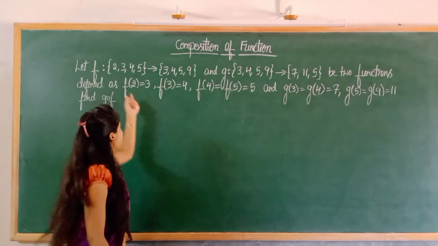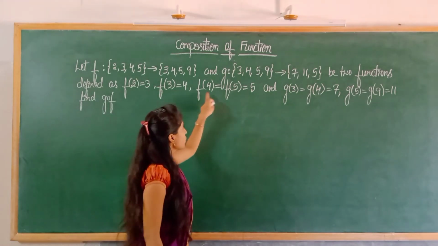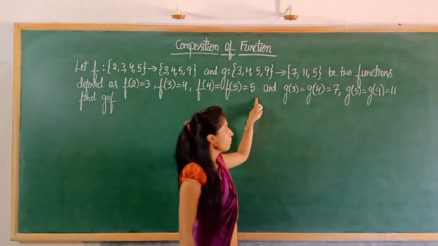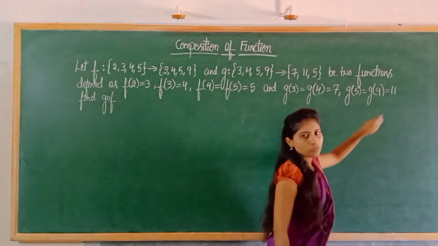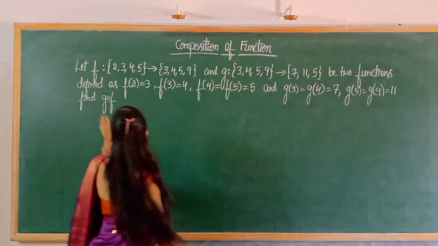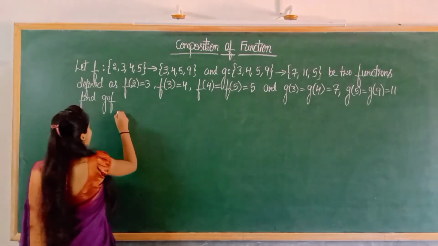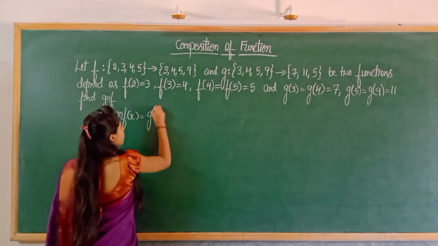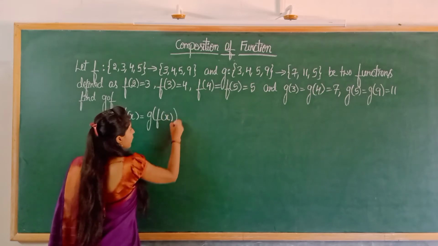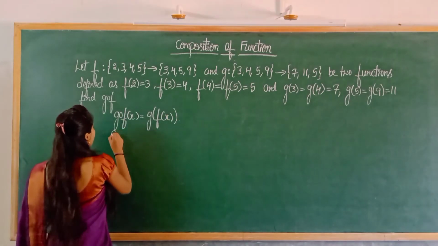f of 2 is equal to 3, f of 3 is equal to 4, f of 4 is equal to 5, f of 5 is equal to 5, and g of 3, g of 4 is equal to 7, g of 5, g of 9 is equal to 11. We have to find g composition f. Now g composition f of x is g of f of x.